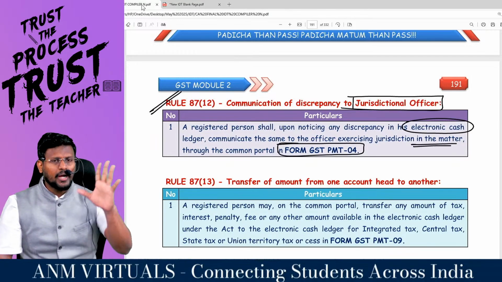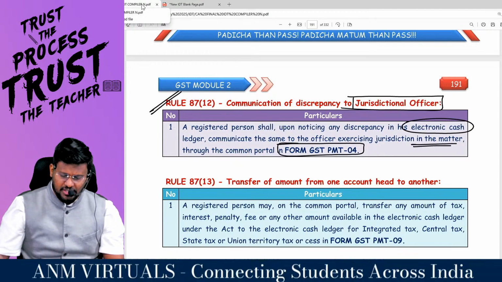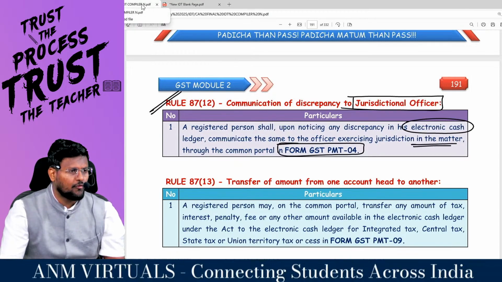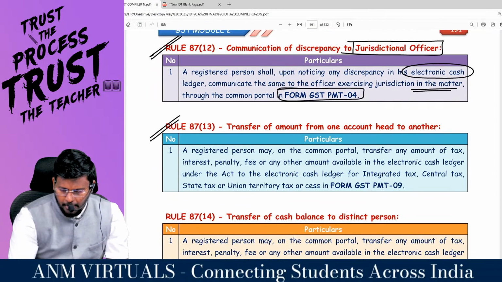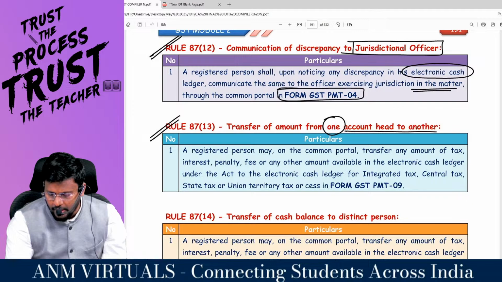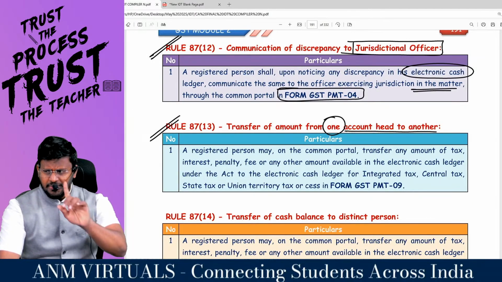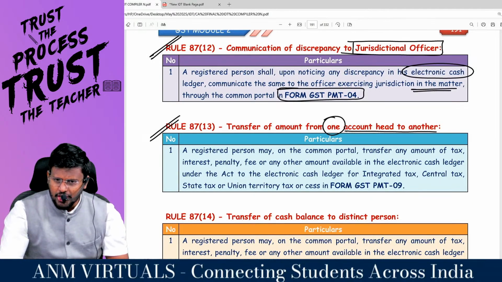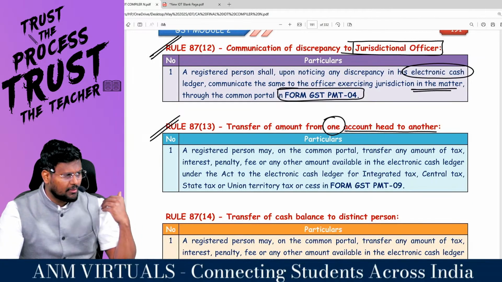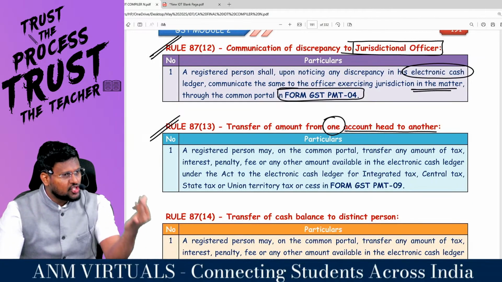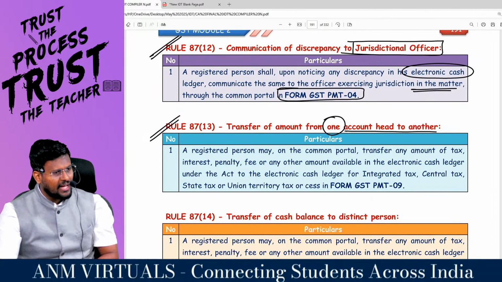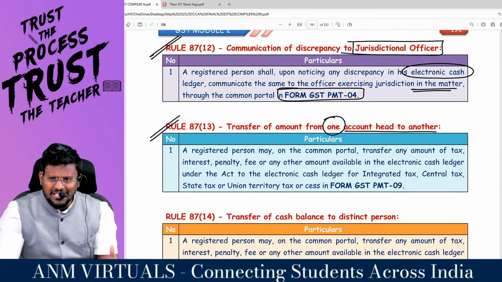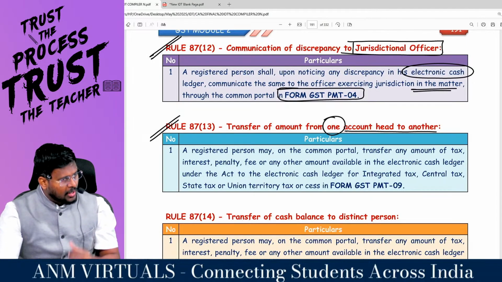Any discrepancy, you can go and ask the jurisdictional officer. Form GST PMT 04. Transfer of amount from one account head to another. Sometimes the electronic cash ledger will have various accounts: CGST account, SGST account, UTGST account, IGST account, penalty head, interest head, right sir?